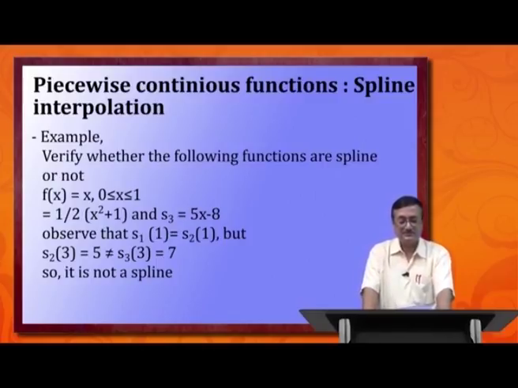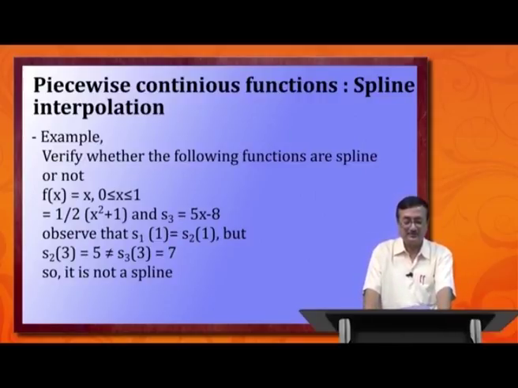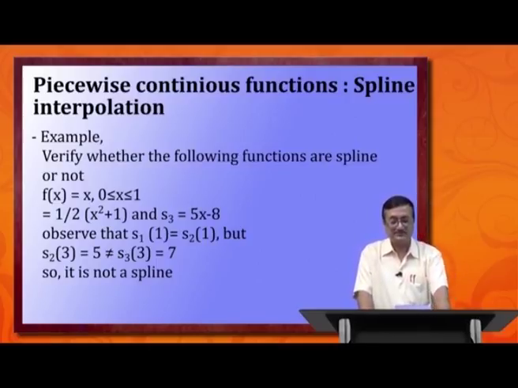So the entire region 0 to 4 has been subdivided into 0 to 1, 1 to 3 and 3 to 4, into 3 sub-intervals. Here S1(x) is x, that is a polynomial of degree 1. S2(x) is half of x square plus 1, a polynomial of degree 2, while S3(x) is equal to 5x minus 1, a polynomial of degree 1. We observe that at the first interior point, that is at x is equal to 1, we have S1(1) is S2(1), no doubt, but what about at the interior point x is equal to 3?